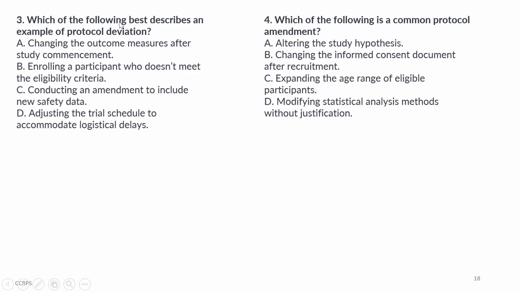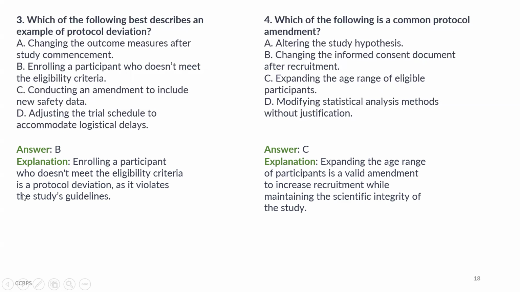Question 3. Which of the following best describes an example of protocol deviation? Would be B, enrolling a participant or a subject who doesn't meet the eligibility criteria. Enrolling a participant who doesn't meet the eligibility criteria, the inclusion and exclusion criteria, is a protocol deviation as it violates the study's guidelines. Question 4.